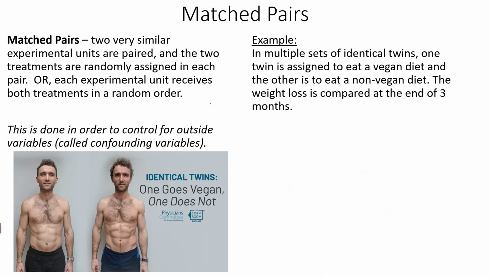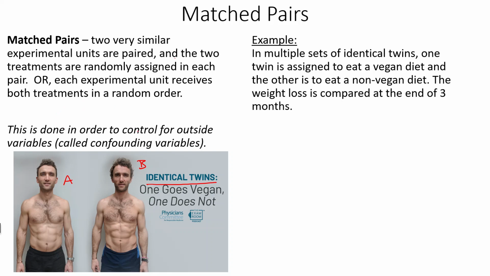All right, a very specific type of blocking is what we call matched pairs. So instead of blocks, it's actually just pairs. Two very similar experimental units are paired, maybe like identical twins, and two treatments are normally randomly assigned in each pair. One of them will get treatment A, the other one will get treatment B. Or each experimental unit receives both treatments in a random order. So you'll do A first and then B second, or you do something with your right hand, then something with your left hand.